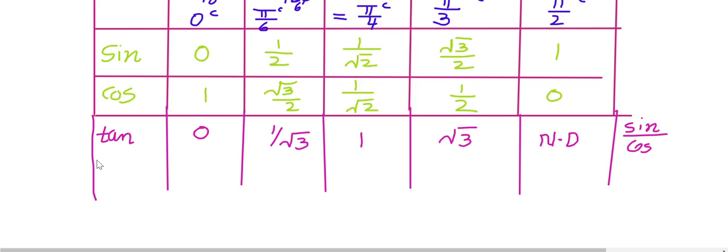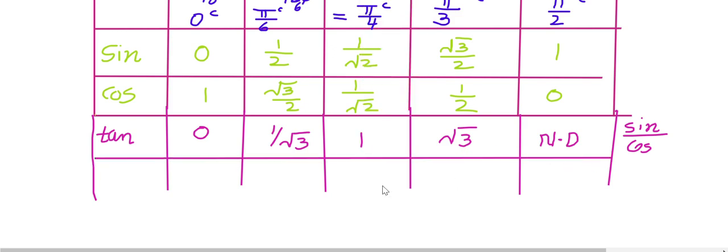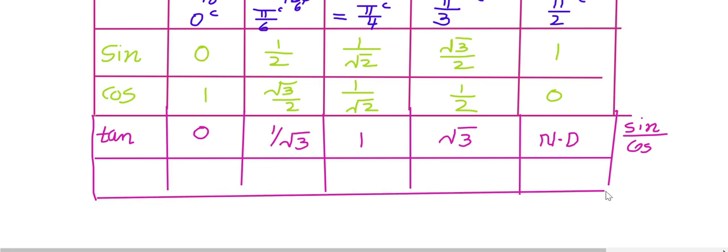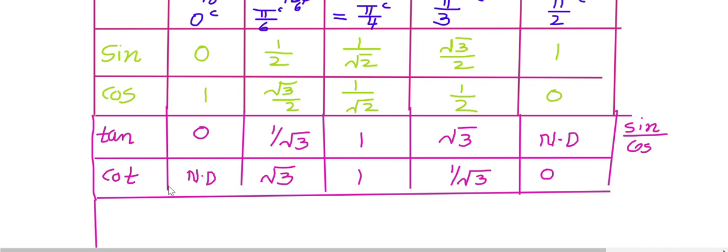Now once you have written the values for tan, you can write the values for cot. So what will be the cot? Just reverse this. So this is going to be not defined, root 3, 1, 1 upon root 3 and 0. Clear? Now once you know this, you can also write the values for sec and cosec. How do you write sec and cosec?